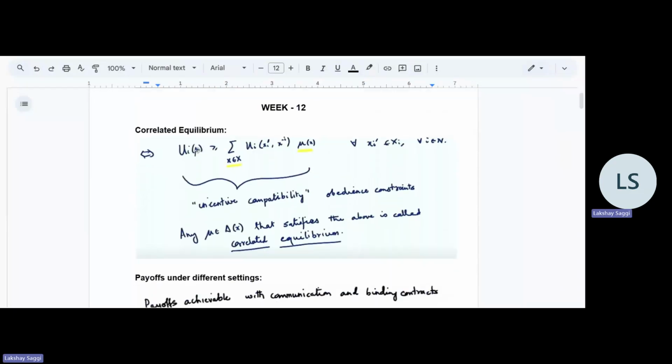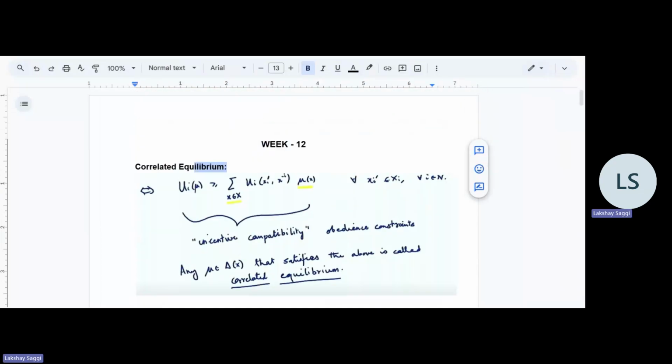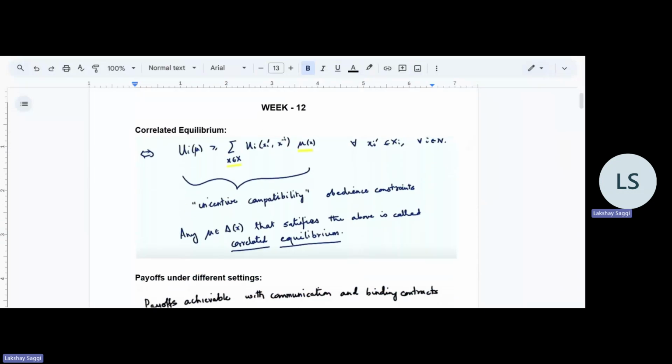So let's just get started with what was discussed first in this week. The main concept which was covered in this week was actually correlated equilibrium, and everything else was just different types of correlated equilibrium and so on. So what does correlated equilibrium say?